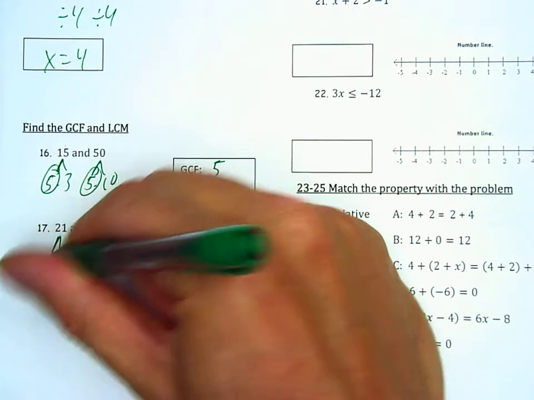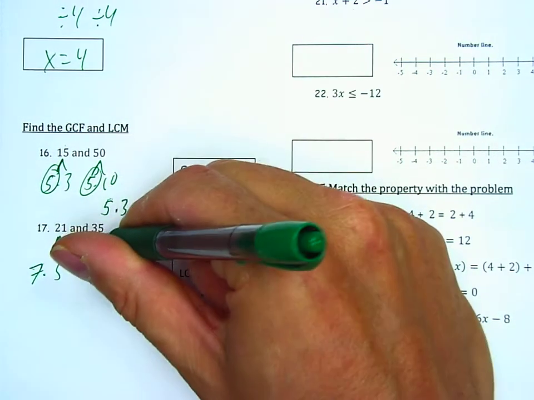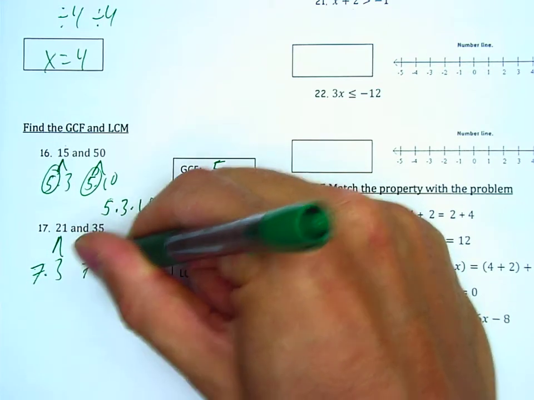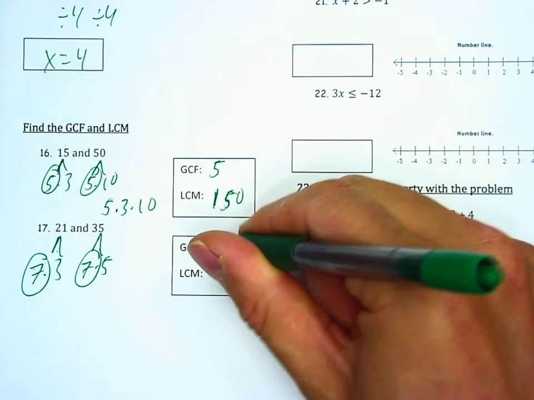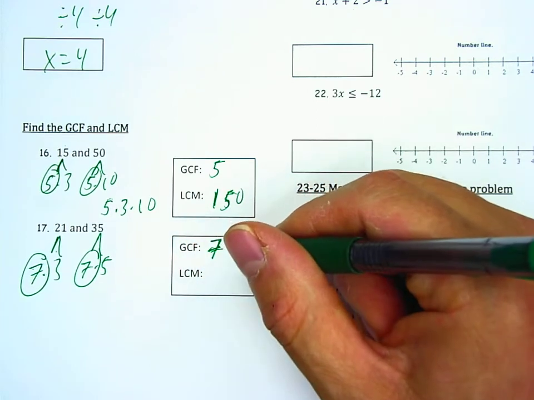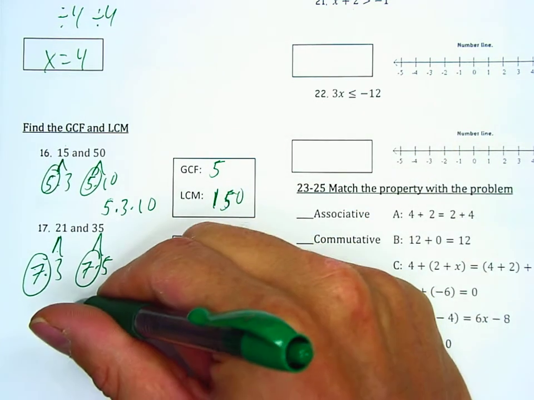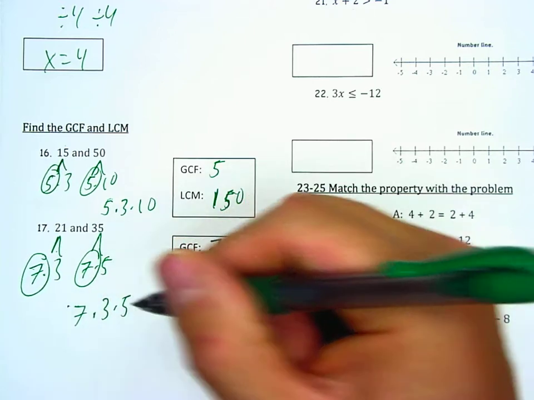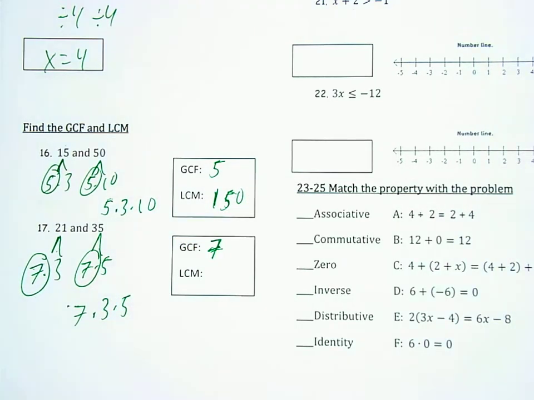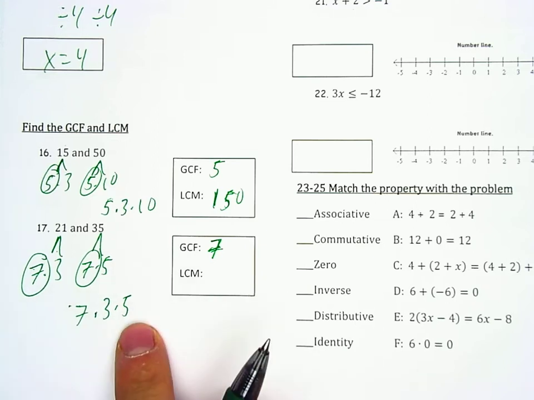Question 17, 21 is 7 times 3. 35 is 7 times 5. So my GCF is 7. That's the largest number they both divide by. And then my LCM, the least common multiple, 7 times 3 times 5. That's the smallest number they'll both divide into. That is 21 times 5 or 7 times 15, which would be 105.